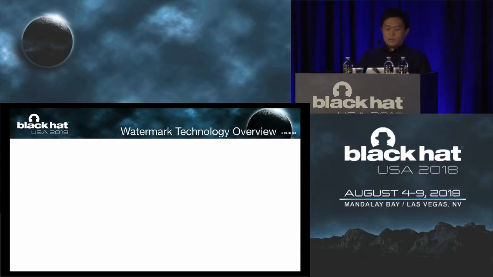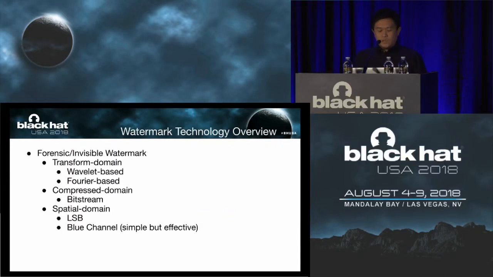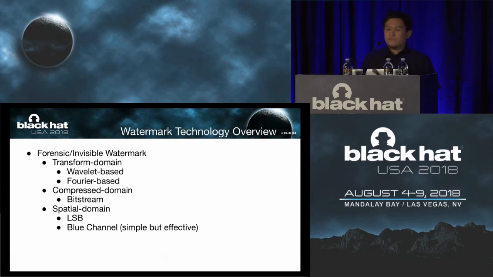Then I will give the watermark technology of the traditional methods, including the forensic, I think is the formal way to call the invisible watermark, which includes the transform domain methods, including wavelet-based or Fourier-based, and the compressed domain and spatial domain, which includes the least significant bits. You can hide information in LSB, or you can hide the information in the blue channel, because the human eye has less sensitivity to the blue channel. This is a very simple but effective way, I think.